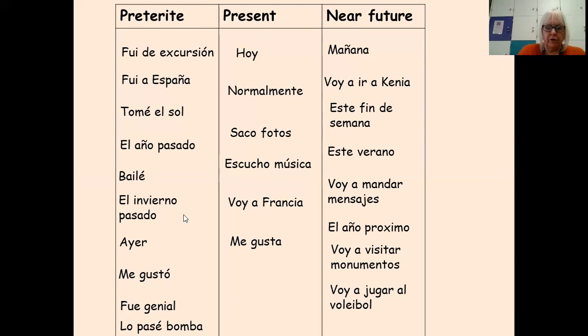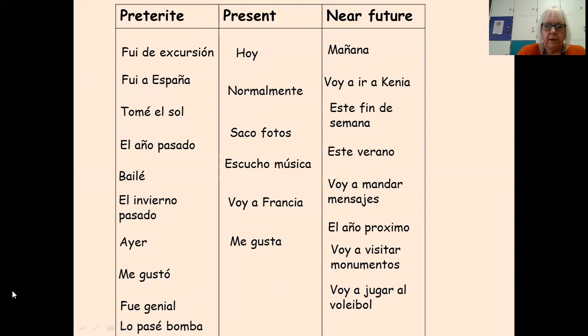If you forgot that ayer meant yesterday and you put it over in the near future, for example, make sure you understand why it should be in that column. So red pen correction, please, to show me that you've read your work through and you understand the tenses involved. Past, present, future.